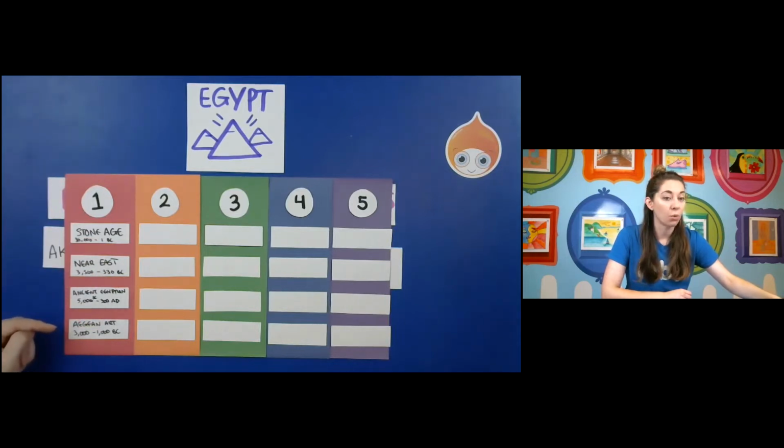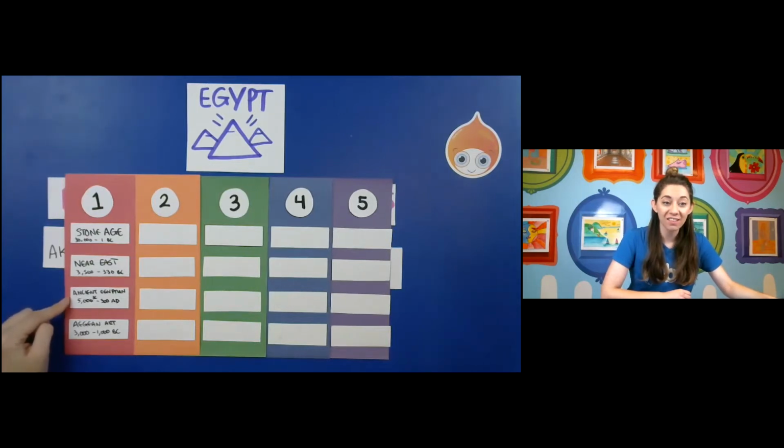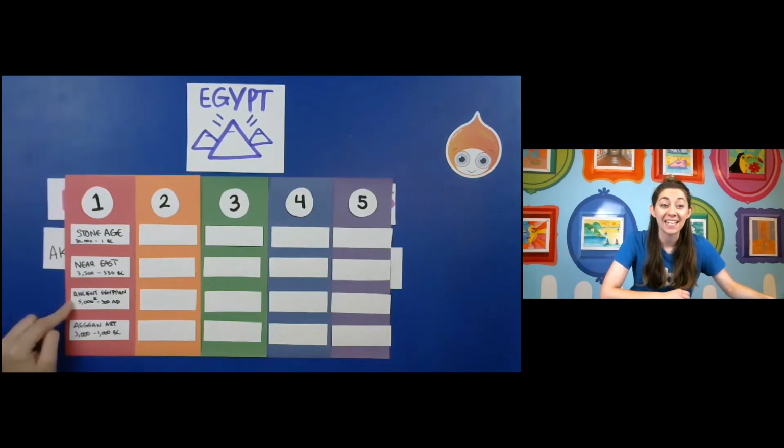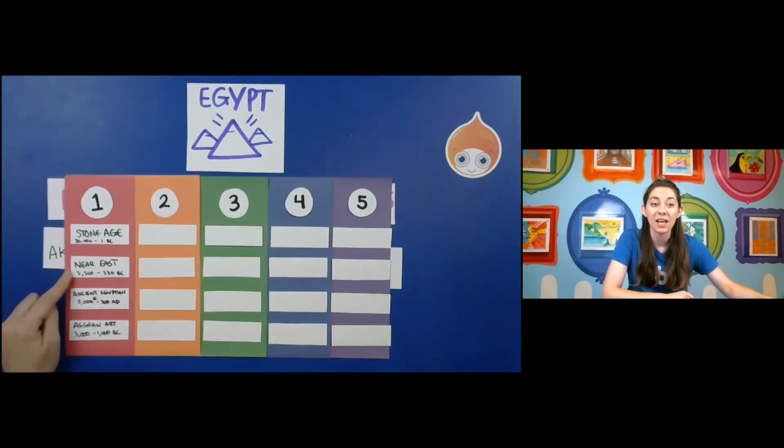And Egypt is right here. Ancient Egyptian art. It's 5000 BC to 300 AD. That's a long time that ancient Egypt was around. It actually was the same time as the Near East, which we learned about last week. These two came around the same time, so you might notice some of their art or architecture looks the same.